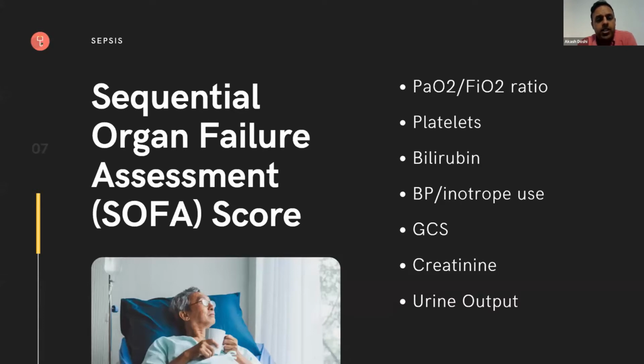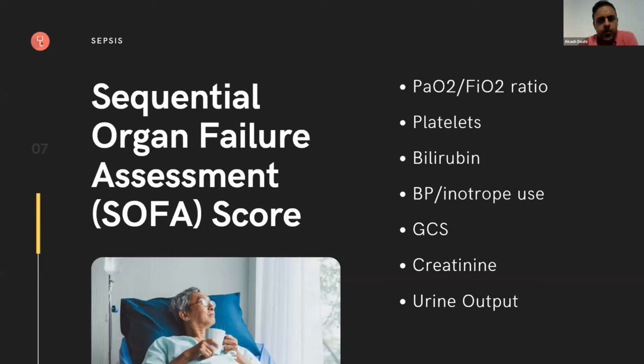The SOFA score is called the Sequential Organ Failure Assessment Score. It's a novel score that we use to identify whether somebody's got bad or good sepsis, i.e. is it so severe that it's going to be life-threatening, or is it okay and they're much less likely to die from it. The full score, the true SOFA score, uses all of these parameters, and it's very complex. And so it's not actually the score that we use in day-to-day practice.